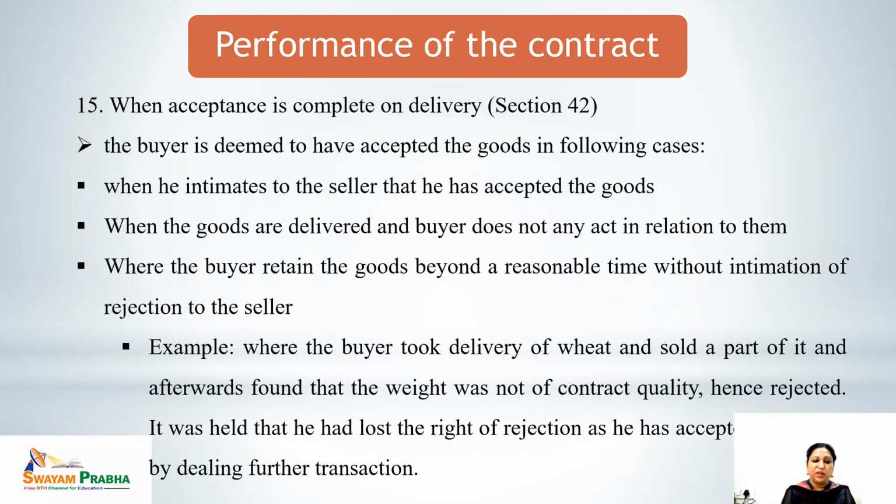See the example where the buyer took delivery of wheat and sold a part of it, and afterwards found that the wheat was not of contract quality, hence rejected the delivery. So it was held that he has lost the right of rejection as he has accepted the wheat by dealing in further transaction. It's an implied acceptance on the part of the buyer when he sold the goods further to a third party that he has accepted the goods.